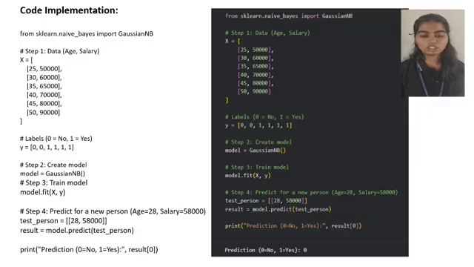This means that according to the model, a 28-year-old person with a salary of 58,000 is not likely to buy a computer.